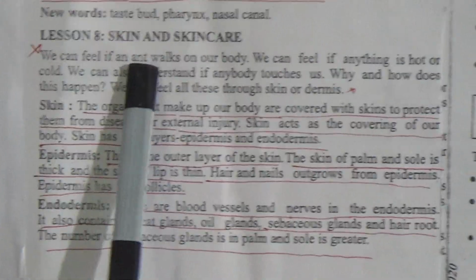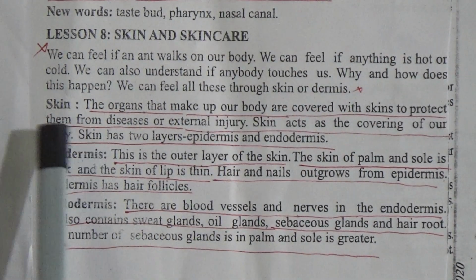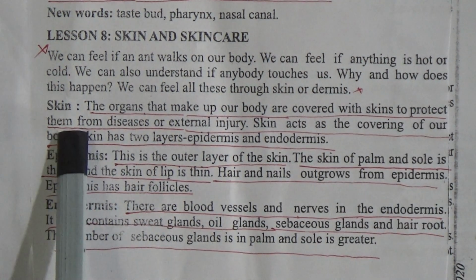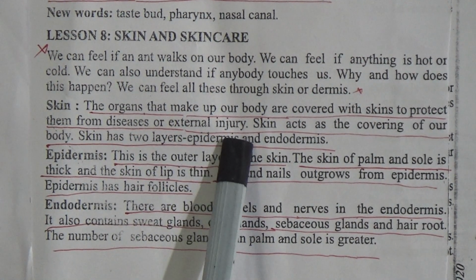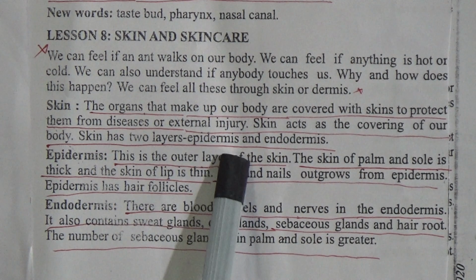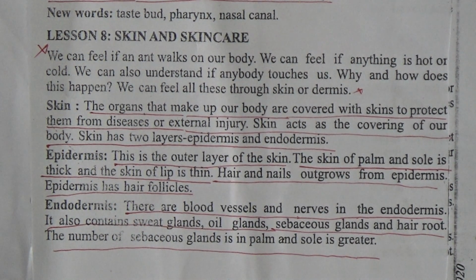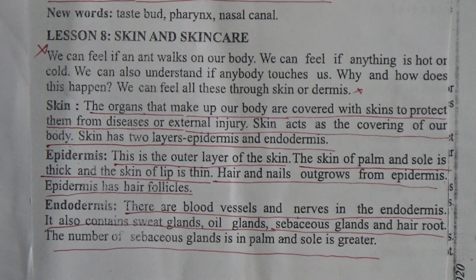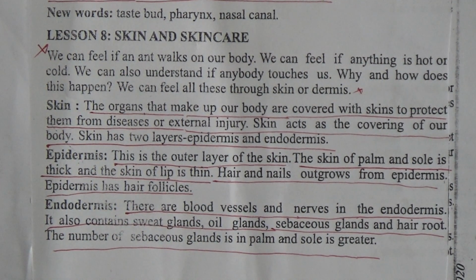Now, skin and skin care. Skin. The organs that make up our body are covered with skin to protect them from diseases or external injury. Skin acts as the covering of our body. Skin has 2 layers, epidermis and endodermis. Our body is covered with skin, and our skin is divided into 2 parts. One is epidermis and another one is endodermis. The upper part of our skin is called epidermis, and the inside part of our skin is called endodermis.